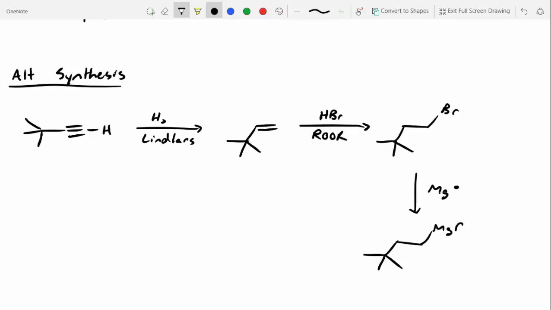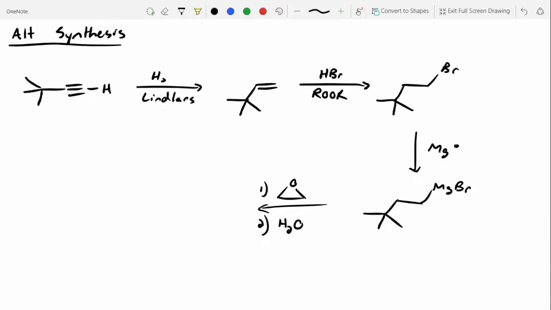So MgBr. Now if we react this with ethylene oxide followed by water, we can now get, let me give us more space here, we can now get to the same product. All right, so there's a couple different ways we can alkylate an epoxide.